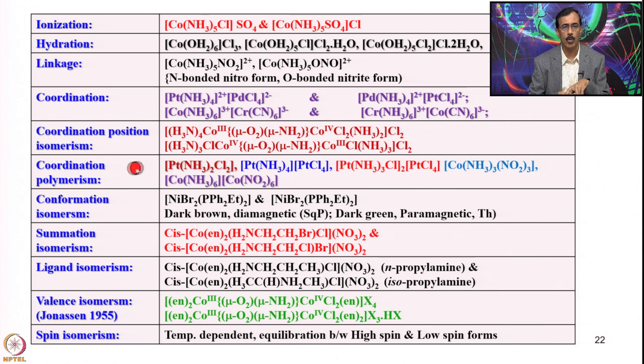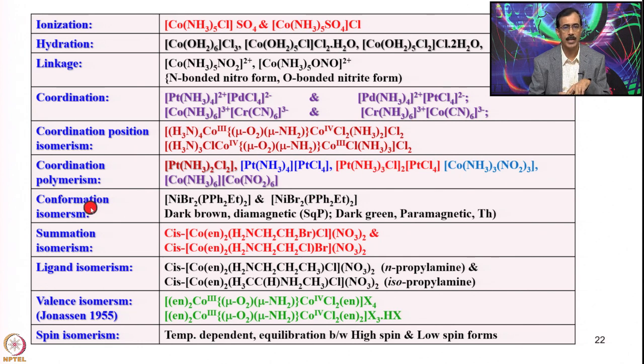Then coordination polymerism. Again here we consider diamminedichloroplatinum. If you look into it, 1 platinum, 2 ammine, 2 chlorides, the composition is 1:2:2, and now we have a combination of cationic and anionic compounds here. Again, 2 metals are there, 4 ammonia and 4 chlorides, so again the composition remains the same. This is coordination polymerism, and the same thing is observed in the rest of these complexes as well.